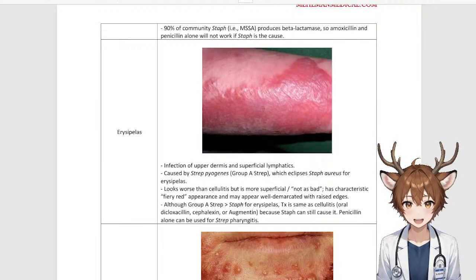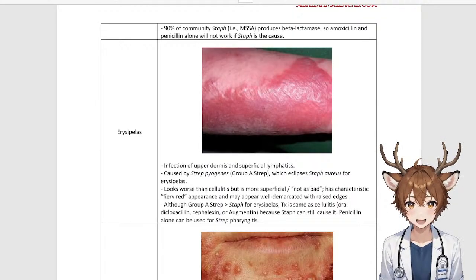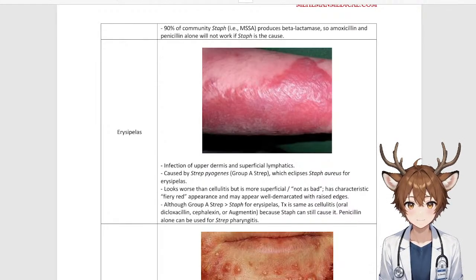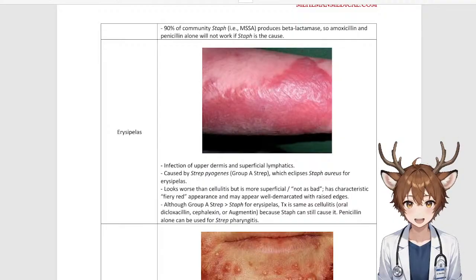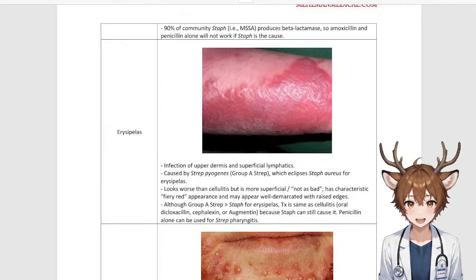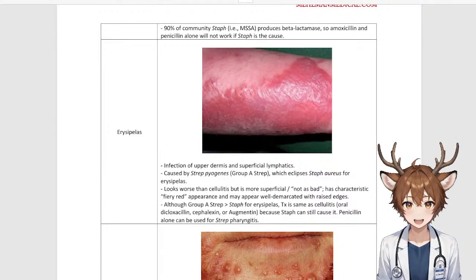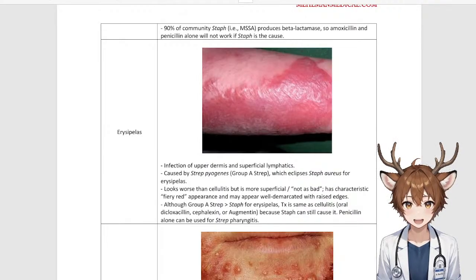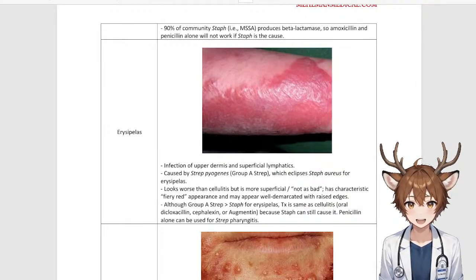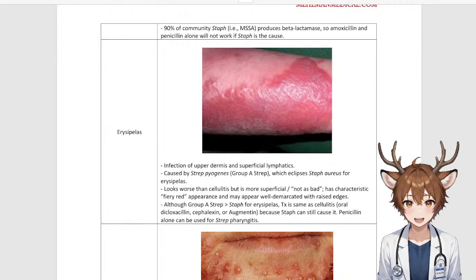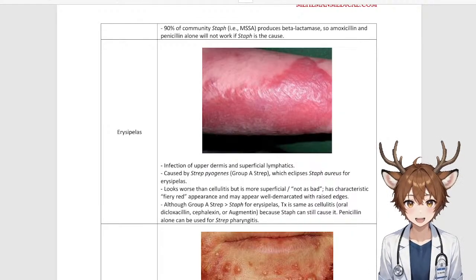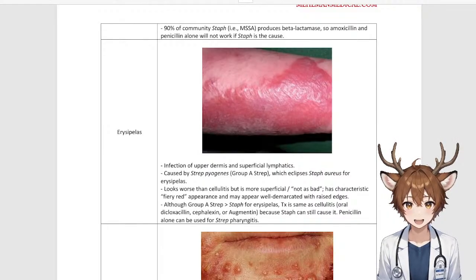Erysipelas, infection of the upper dermis and superficial lymphatics, caused by Strep pyogenes, group A strep, which eclipses Staph aureus for erysipelas. Looks worse than cellulitis, but is more superficial and not as bad, has a characteristic fiery red appearance, and may appear well demarcated with raised edges. Although group A strep is greater than staph for erysipelas, the treatment is the same as cellulitis: oral dicloxacillin, cephalexin, or Augmentin. Because staph can still cause it, penicillin alone can be used for strep pharyngitis.